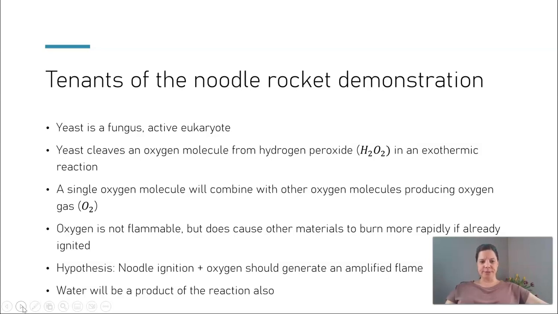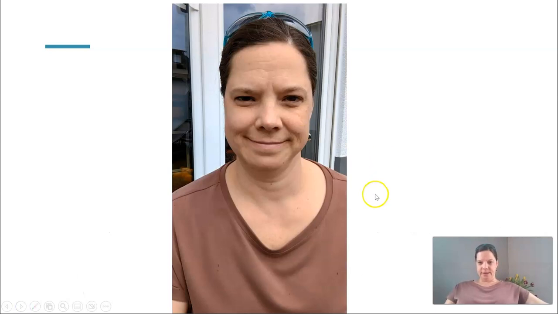So here's the hypothesis: with a noodle ignition plus the presence of oxygen, we would expect to see an amplified flame. Also of note, water, the H2O2, after the oxygen molecule is cleaved, we'd be left with an H2O molecule. All right, we'll get started.